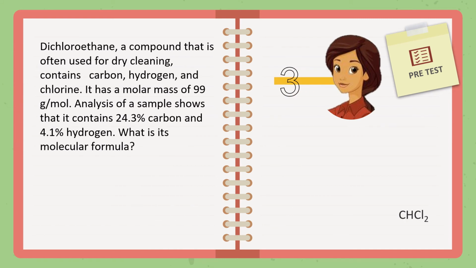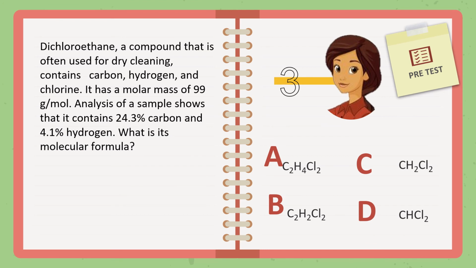Number 3. Dichloroethane, a compound that is often used for drying and cleaning, contains carbon, hydrogen, and chlorine. It has a molar mass of 99 gram per mole. Analysis of a sample shows that it contains 24.3% carbon and 4.1% hydrogen. What is its molecular formula? A. C2H4Cl2, B. C2H2Cl2, C. CH2Cl2, letter D. CHCl2.